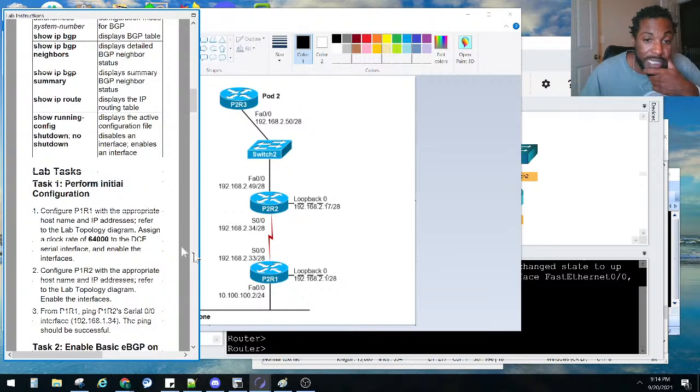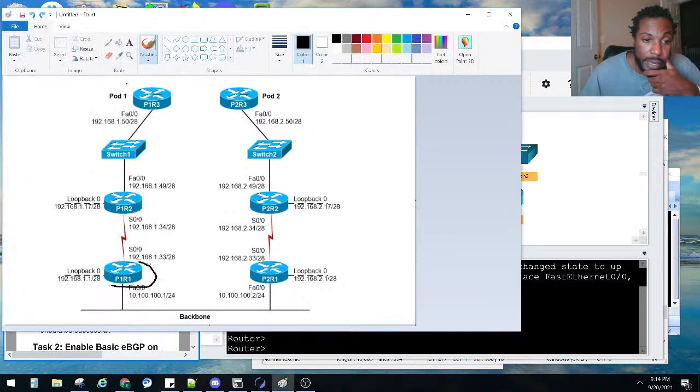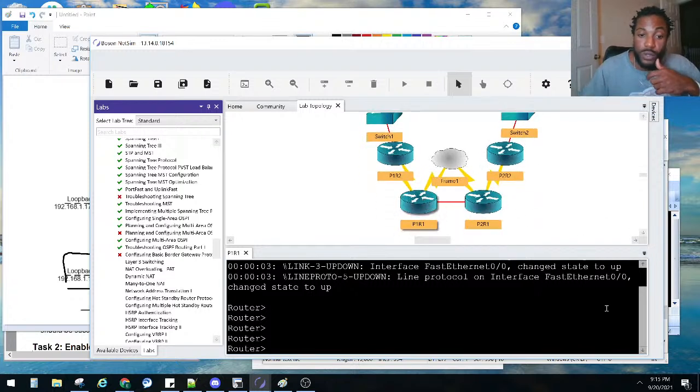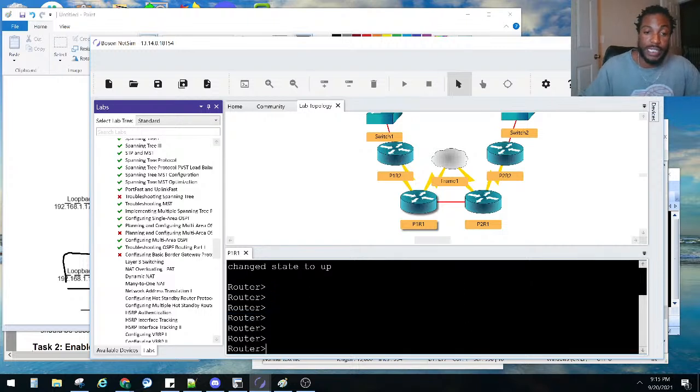Anyway, they want us to do basic IP addressing here. So this router right here needs to have that address for the serial interface, this for the loopback, and that for the fast Ethernet. So let's go ahead and do that, right? Y'all know how to configure IP addressing, right? And if you're new to this channel, you can see this is basic homework right here.